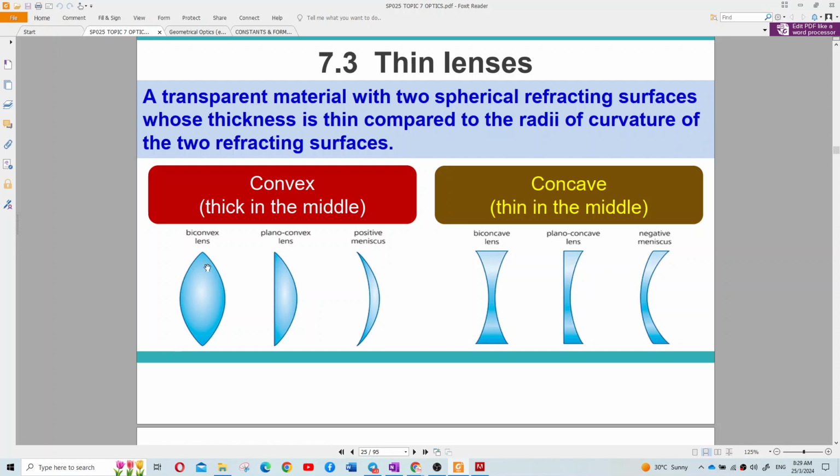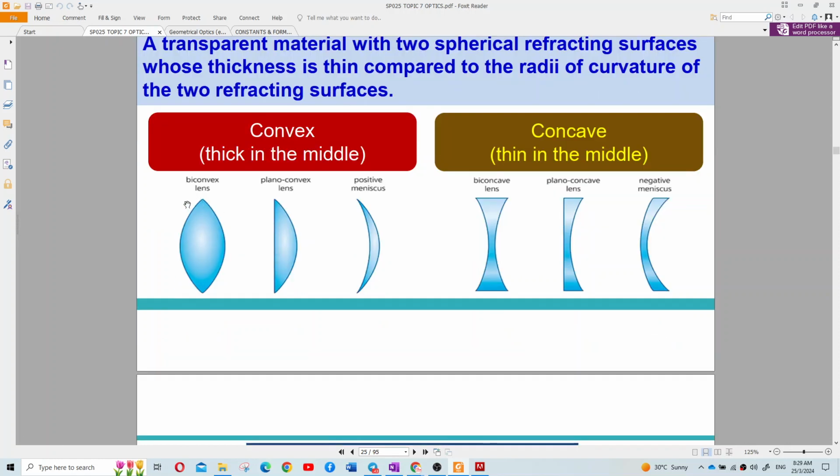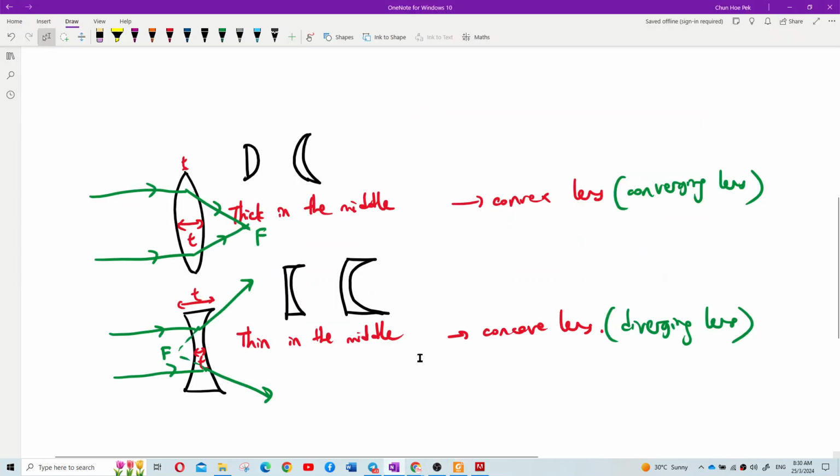Okay, why is it called biconvex? Why is this one called biconvex? Why is this called plano convex? Why is this called positive meniscus or convex meniscus? Yeah, because just look at the shape. Actually we can identify from the shape.